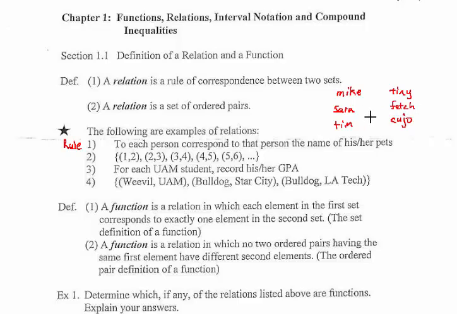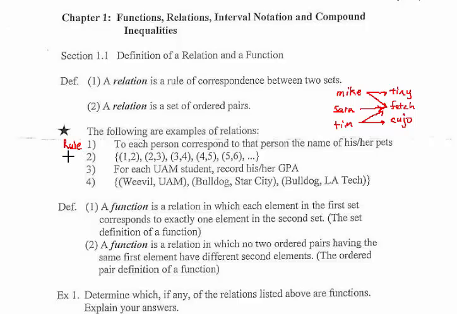But if we were going to sketch this out, then we would say maybe Mike has a pet named Tiny, and Mike also has a pet named Fetch. Sarah has a pet named Fetch, and then maybe Tim has a pet whose name is Cujo, and also has a pet named Fetch. So we're taking the people and assigning them to the names of their pets. But it's a verbal rule. It's written out in words.